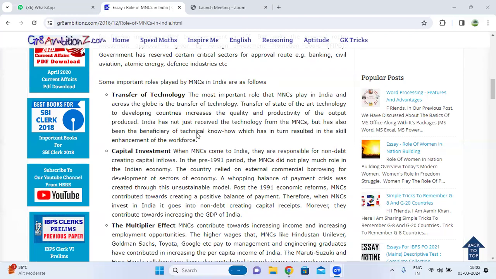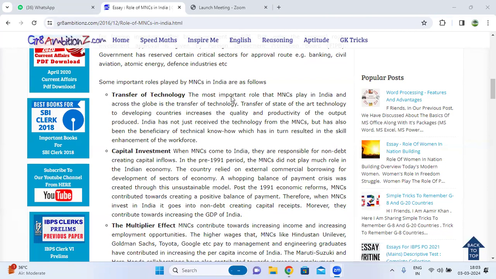In India, large and dominant MNCs along with the Indian companies are covered under the MRTP Act. The MNCs are especially covered under the Foreign Exchange Management. Now, some important roles played by the MNCs in India. First one, transfer of technology. The most important role that MNCs play in India and across the globe is the transfer of technology.